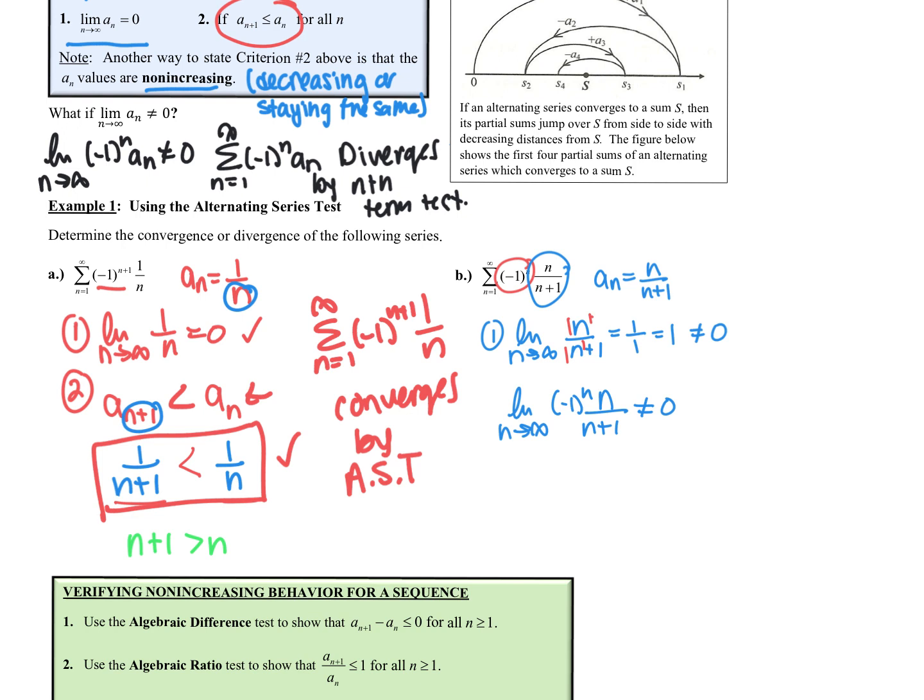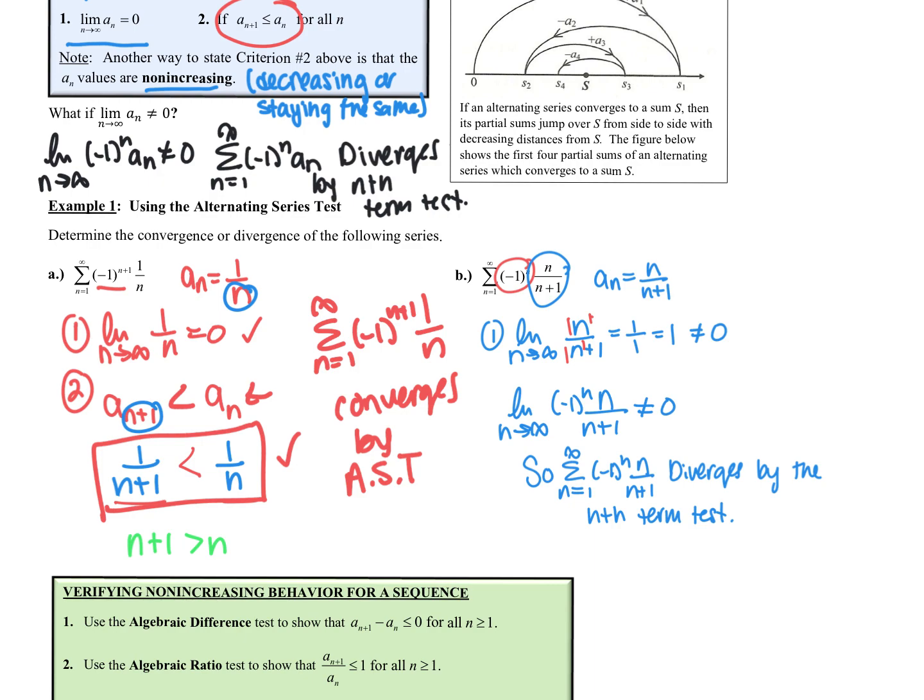So this is exactly the nth term test. So we would say the series diverges by the nth term test. In a second here, I'll address what happens if it doesn't meet the second criteria.